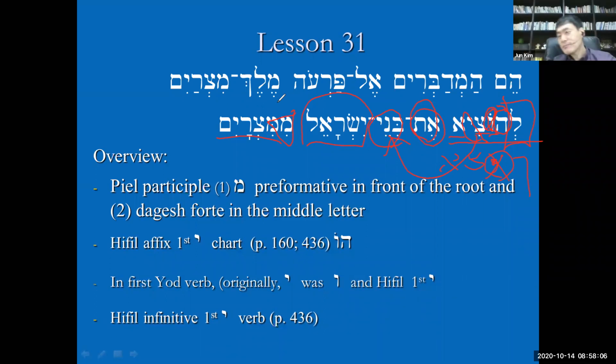So now, that is it. So then our final translation is what? They are the ones speaking to Pharaoh, the king of Egypt, to do what? To cause the sons of Israel to go forth. Okay?